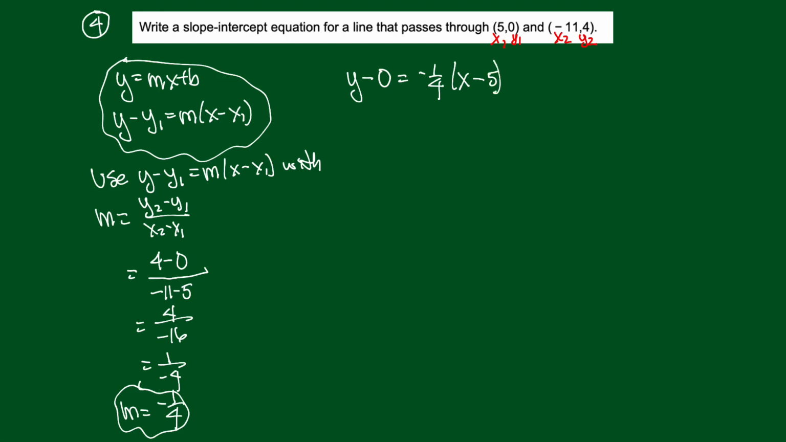So what do we get? Y minus 0 is y. Distribute. We'll get negative 1/4 x. Now, here, negative times negative is positive. So I'll get positive. Now, here's how I'm going to do this. This is a whole number, 5 over 1. So multiply the tops together, multiply the bottoms together. 1 times 5 is 5. 4 times 1 is 4. And there we go.